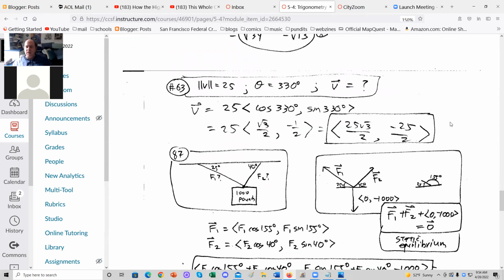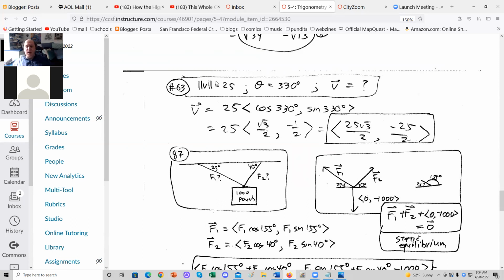Now here's a curious one. This will actually force us to do some linear algebra. Oh no, not this one. But here we go. 63. Here we have a vector of length 25. Its angle from the positive x-axis is 330, so it's most of the way around. What are its components? All right, here we go.